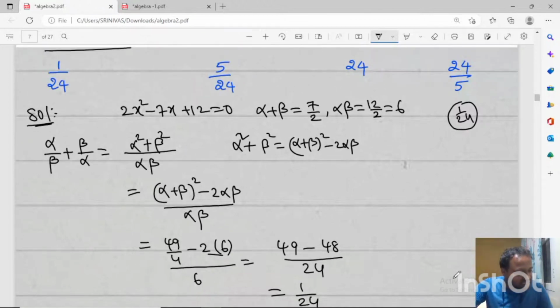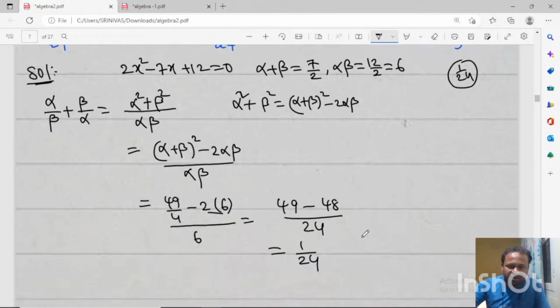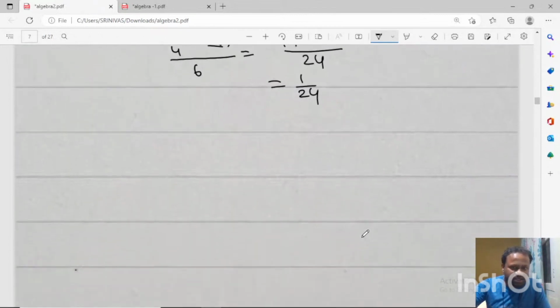Yes. Who said? Sahana and Bhagya first said, after that Suvarna, Suma nodded, Chaitra also said correct, 1 upon 24. Yes, Sajida, which one are you doing? I am not understanding. Okay, yes, that is correct, 1 by 24. Okay, everybody understood? Sum of the roots and product of the roots.